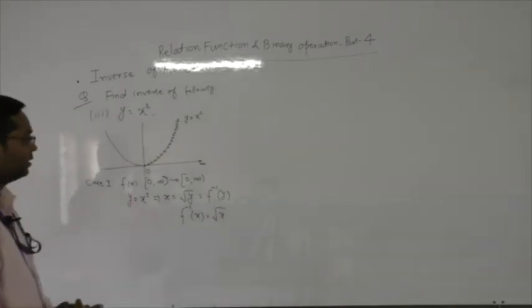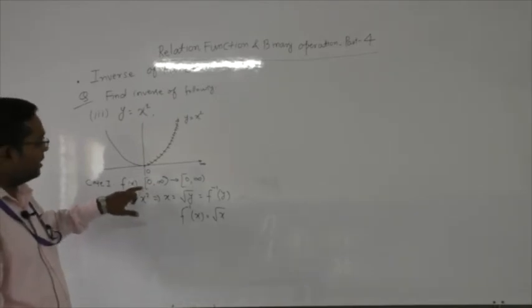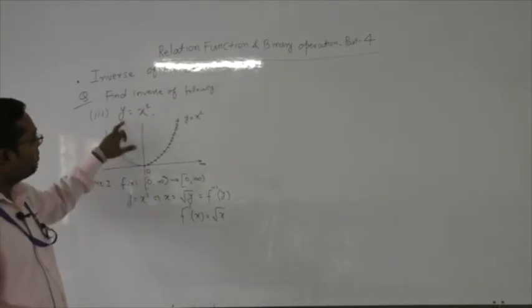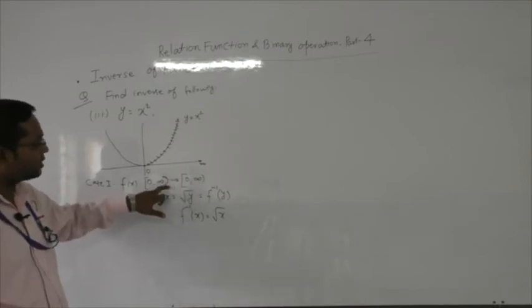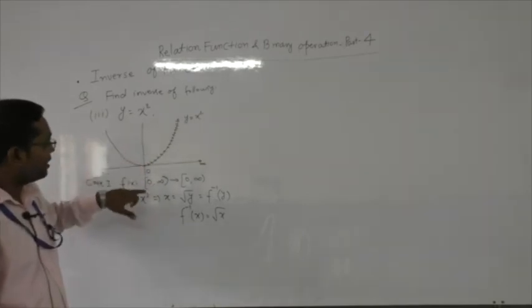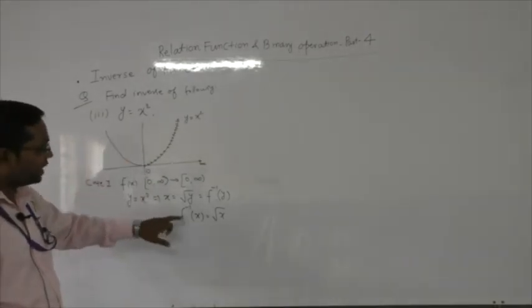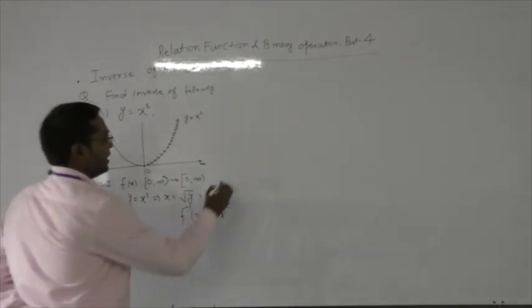So we are applying some constraint here. What constraint am I applying? The function I am defining from 0 to infinity to 0 to infinity. In this situation, I am taking the graph from this branch only, so that will become a one-one onto function. Hence, we can find the inverse of it. Okay, now see case 2.